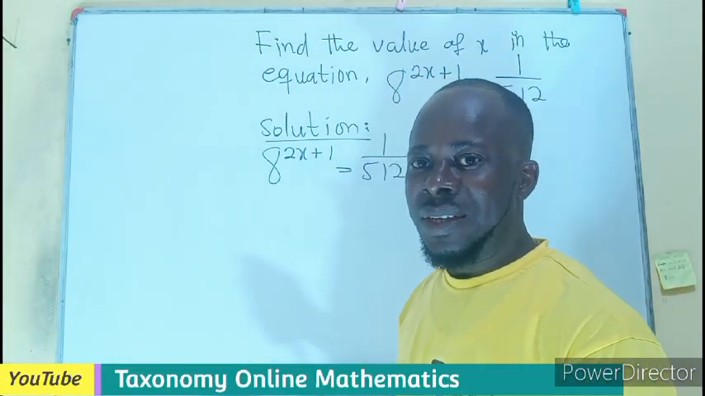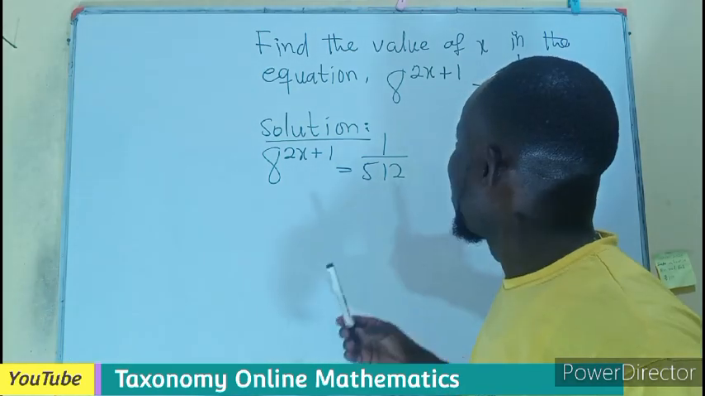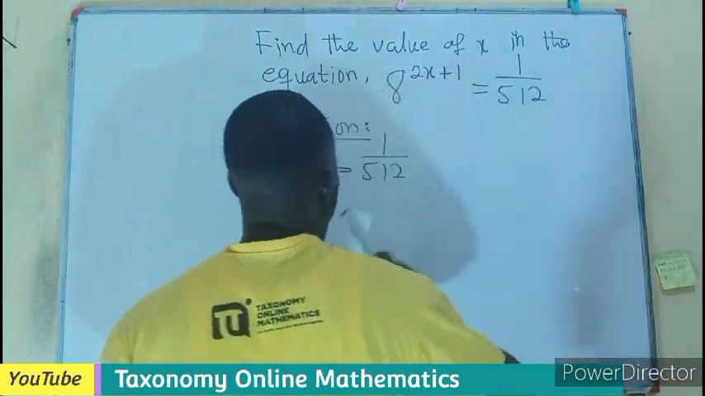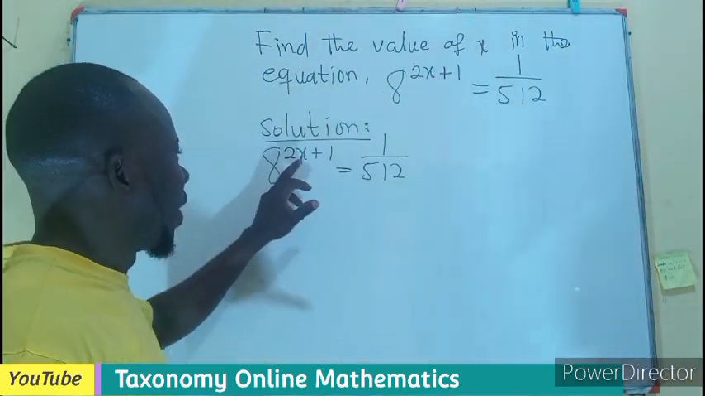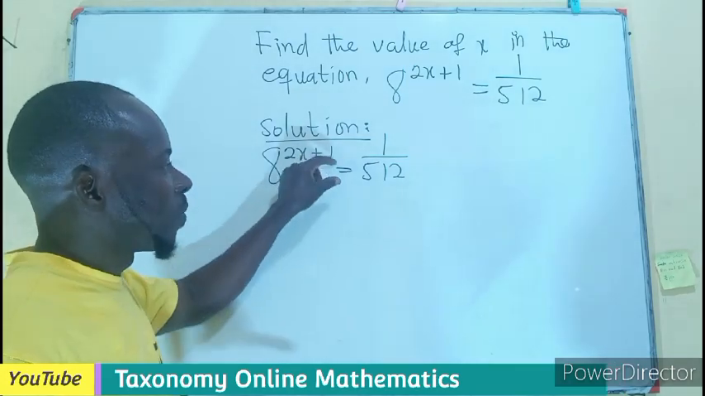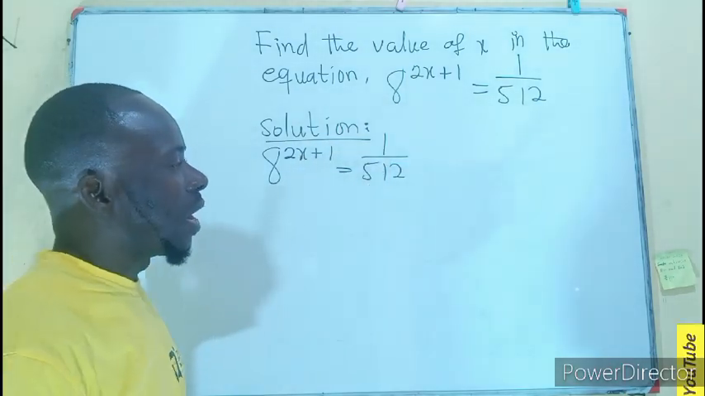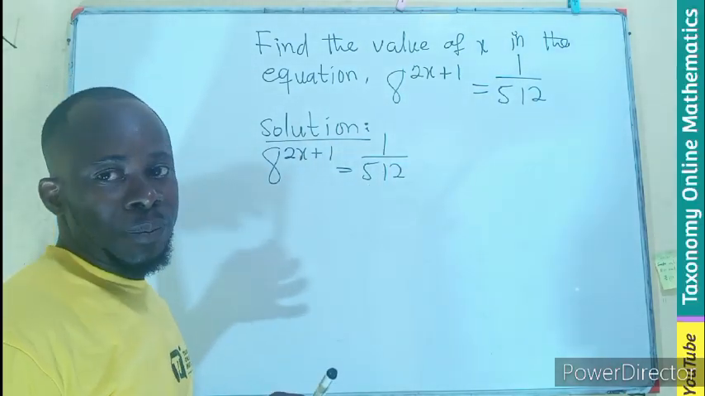This is on indices, exponential equation. We have to find the value of x in 8 exponent 2x plus 1 equals 1 over 512.